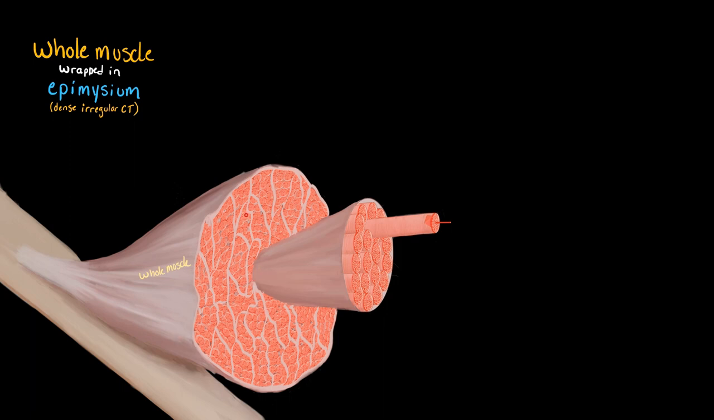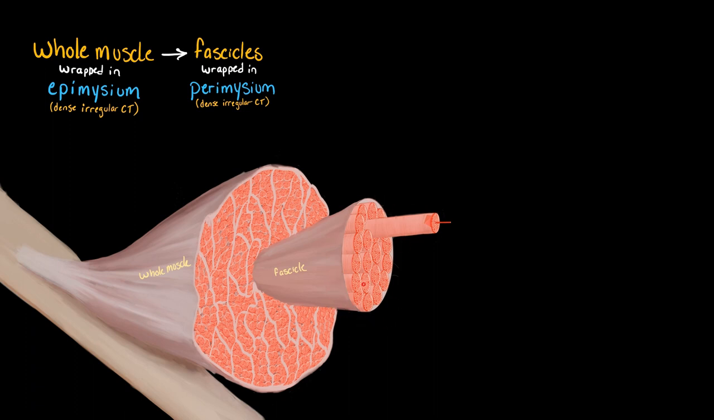Then each whole muscle contains many individual bundles. Those bundles are called fascicles, and they are wrapped in a layer of connective tissue called the perimysium, which is also dense irregular connective tissue.